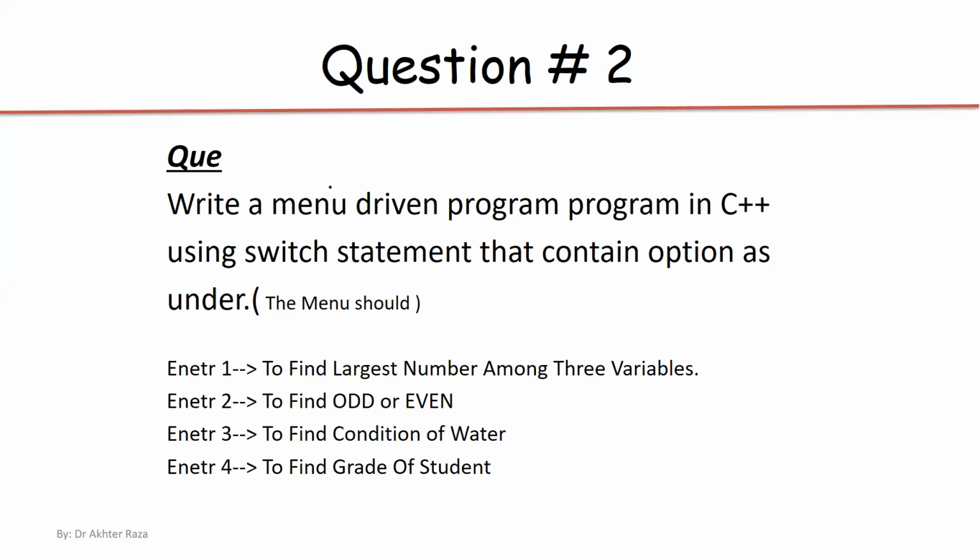Another question: we have to write a menu driven program in C++ using the switch statement that contains the options under the menu. If user enters 1, find the largest number among the 3. If user inputs 2, find odd and even. If enter is 3, then find the condition of water. If enter is equal to 4, find the grade of student.